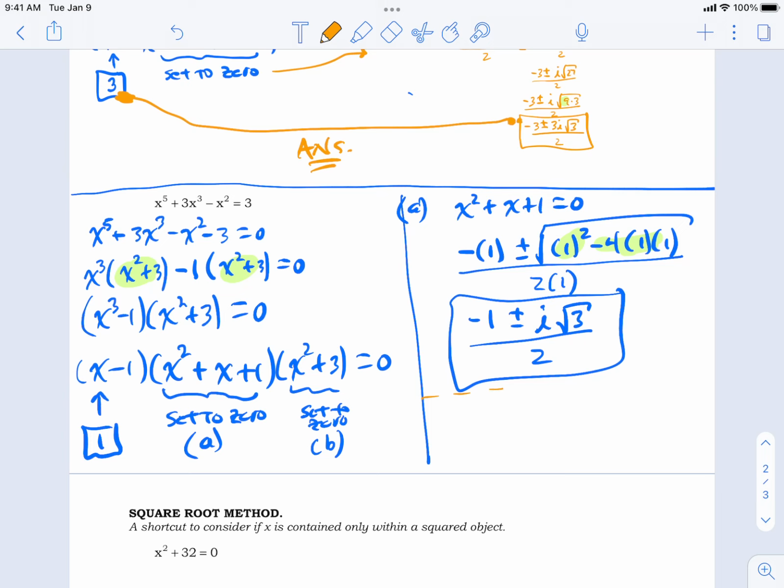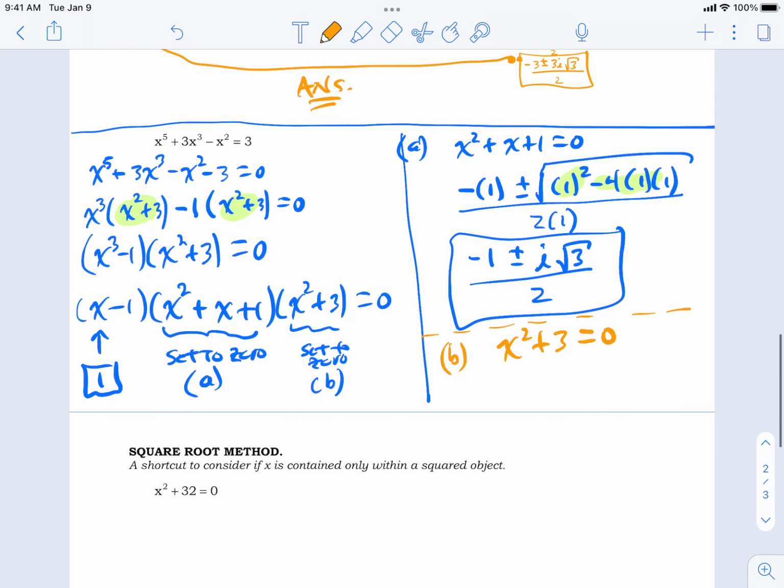Now I'm going to set B to 0. So we've got to take x squared plus 3 and set it equal to 0. Now remember, it doesn't factor any further. So what are you going to do here? Well, here's what you can do. So anyway, x squared plus 3 equals 0.